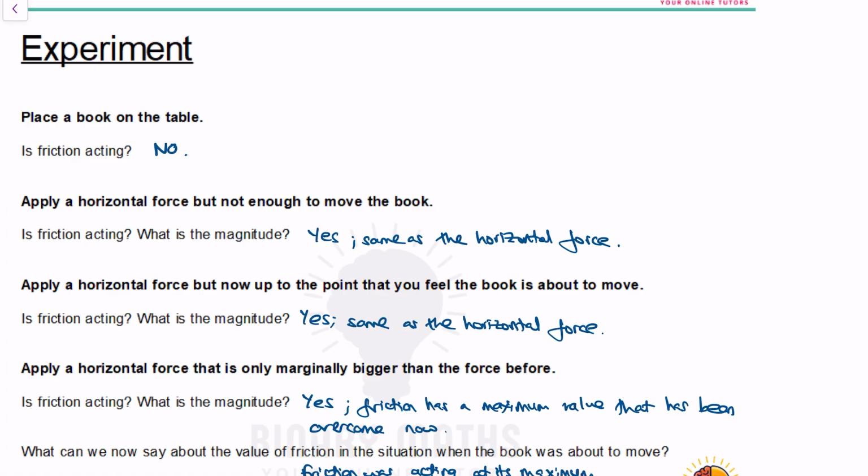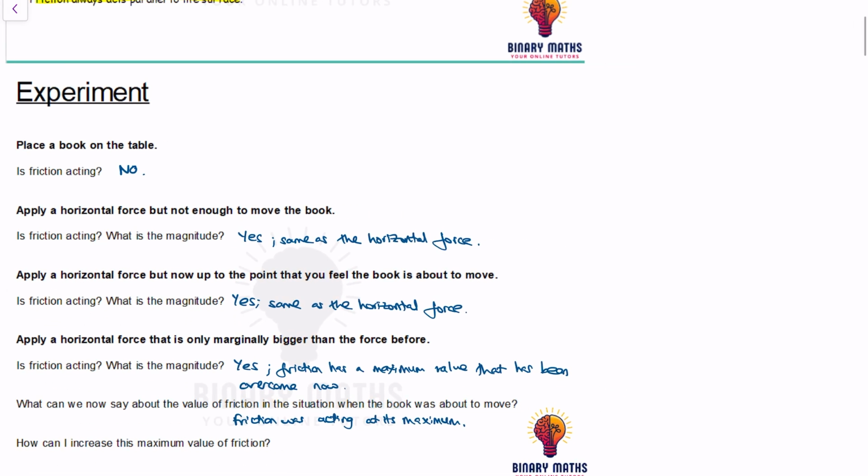How can I increase this maximum value of friction? So we can increase it one of two ways. We can either change the surfaces involved, or we can increase the normal reaction force by increasing the weight. So if we put a heavier book, for example, then the maximum friction will increase.